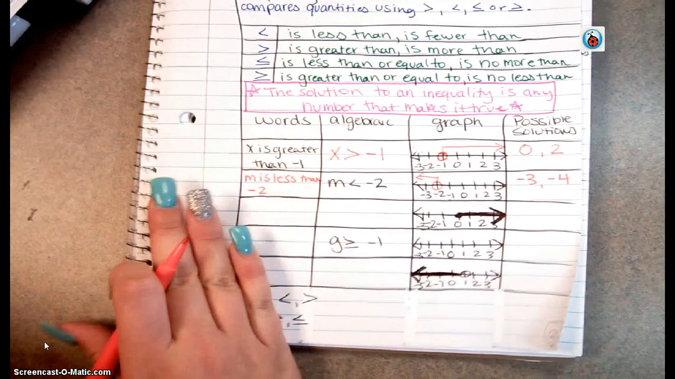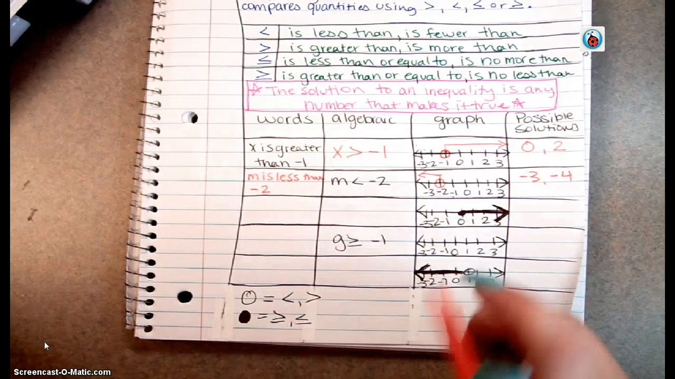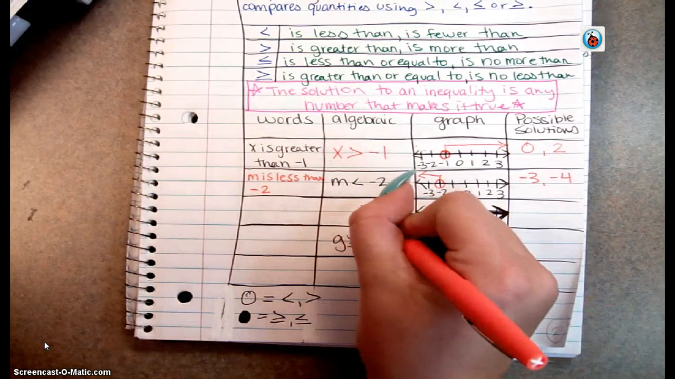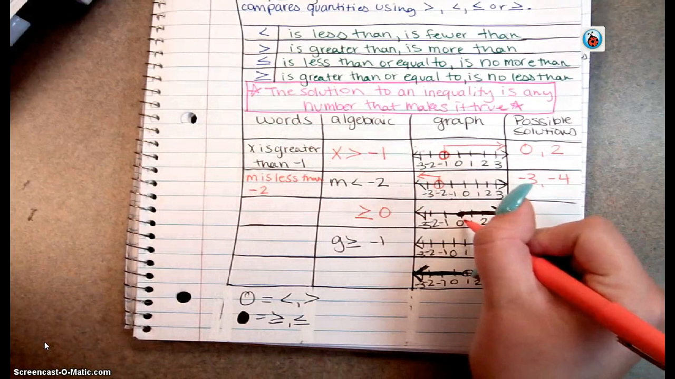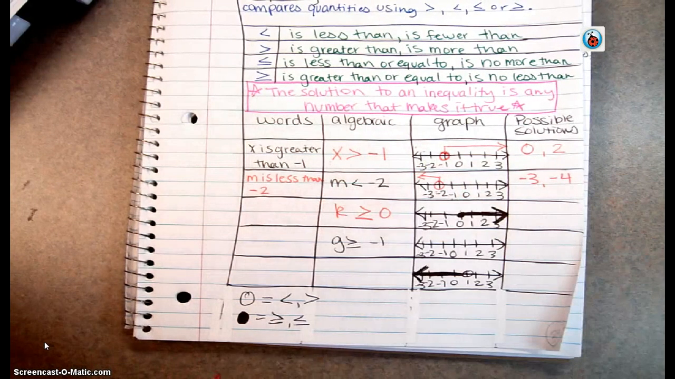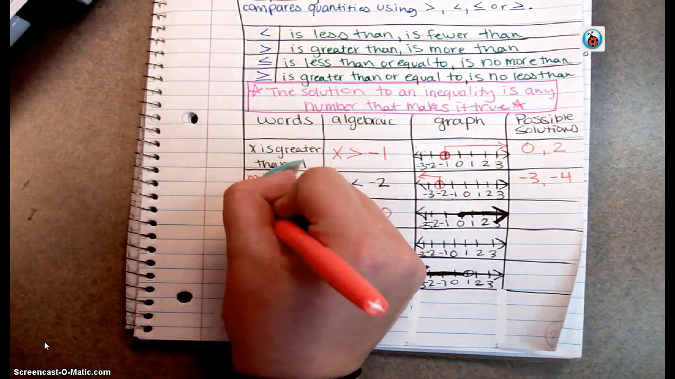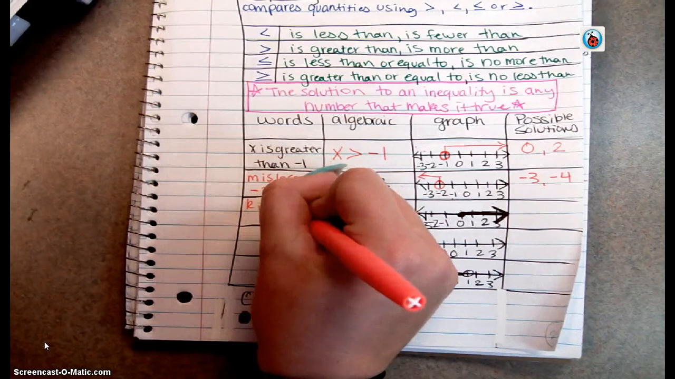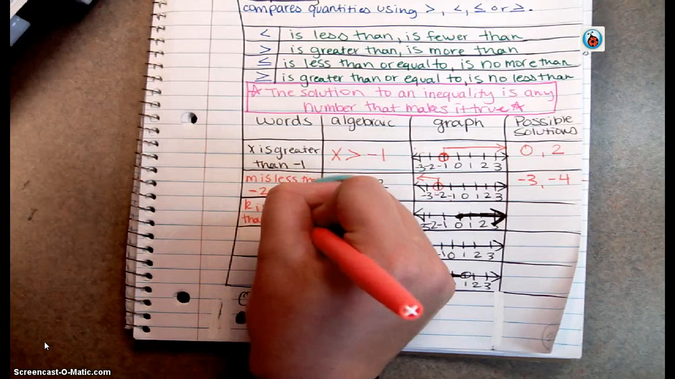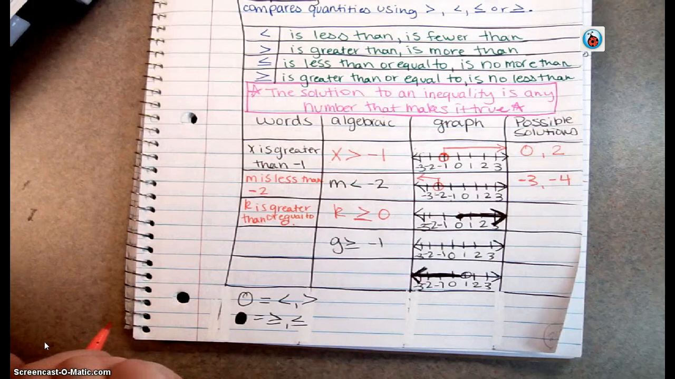All right, on the next number line, we're just given the graph. So I see that 0 is there, and it's going to the right, so something is greater than or equal to, because it's a shaded circle. And I'm going to go ahead and use the letter K. So K is greater than or equal to 0. Okay? So now I'm going to write that K is greater than or equal to 0. Okay?